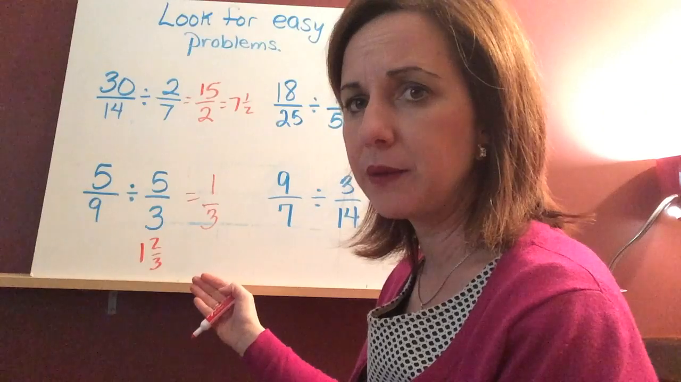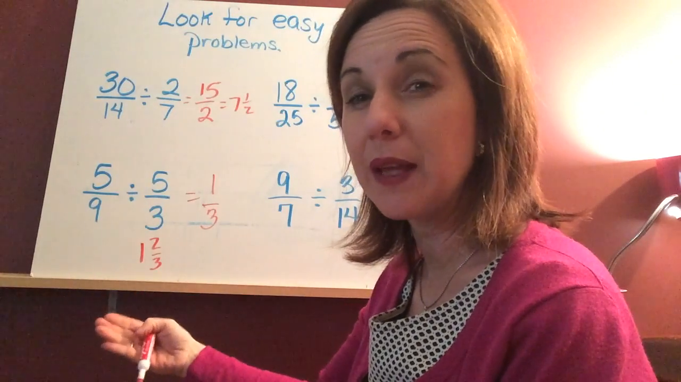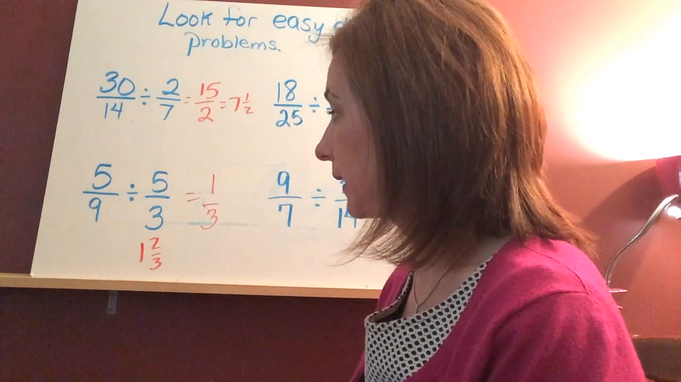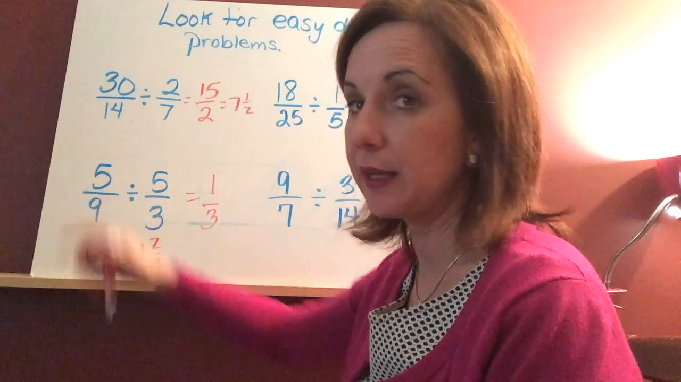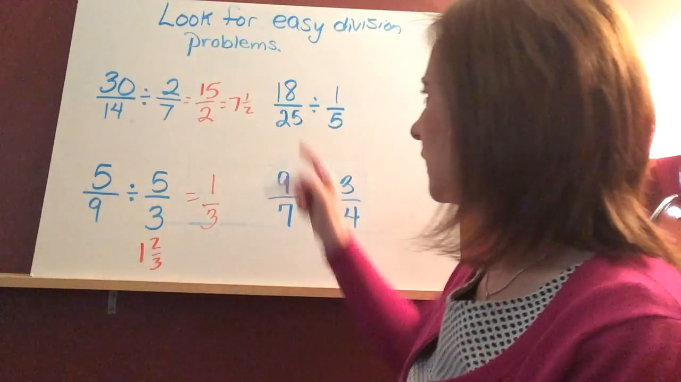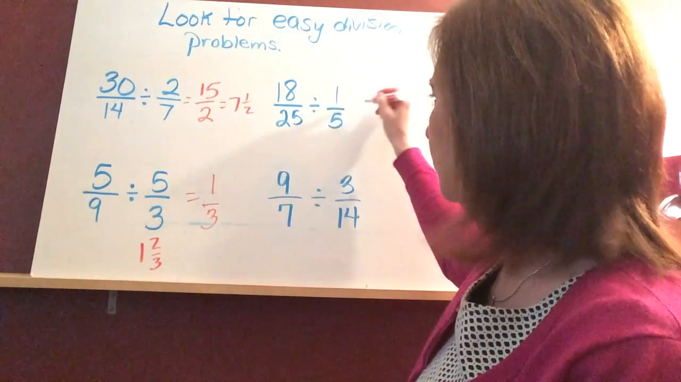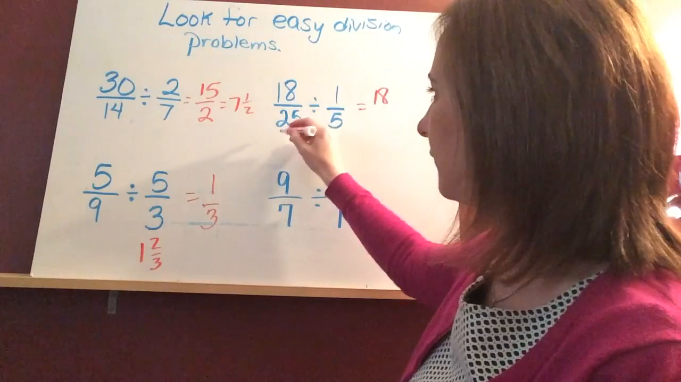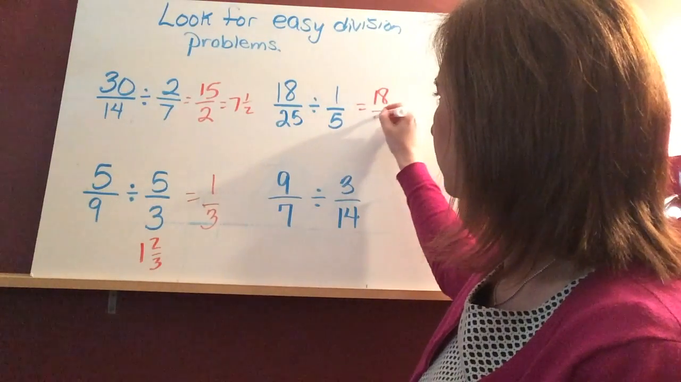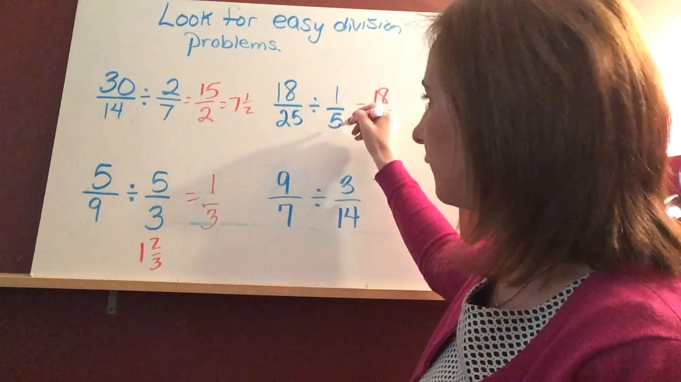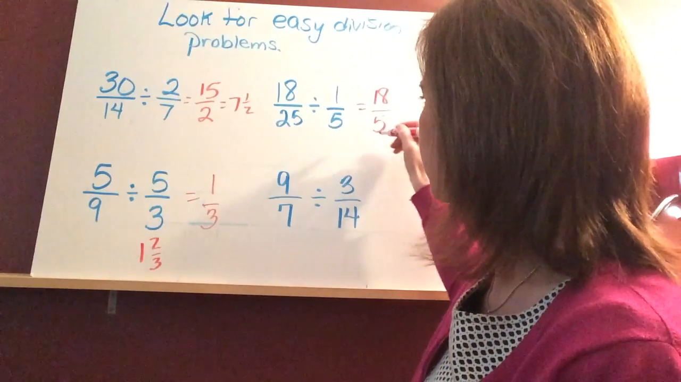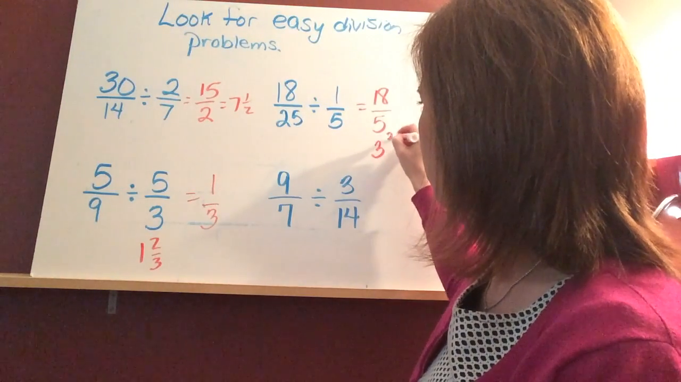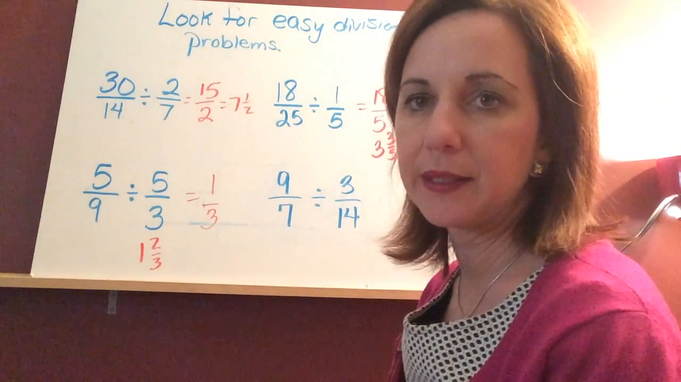How many sets of a mixed number are in a fraction? Well, the answer has to be less than a whole, and indeed it is less than a whole. Multiply across the top to check it, and you've got it correct. 18 divided by 1 is 18, and 25 divided by 5 is 5. So how many sets of 1/5 are in 18/25? Well, indeed the answer is 3 3/5 of a set.